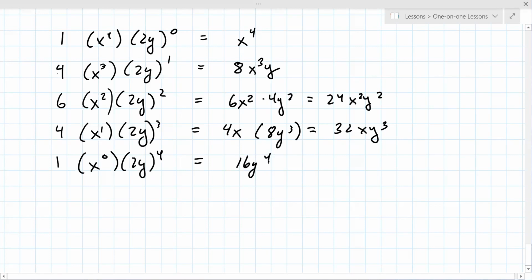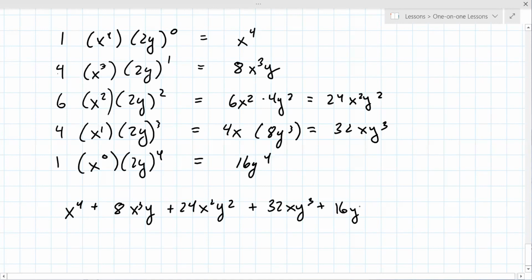And you just grab all these and now you can write them out horizontally. So it's x to the 4th plus 8x cubed y plus 24x squared y squared plus 32xy cubed plus 16y to the 4th. Got it. Great. So that's done and we can move on to 6. Is that okay?